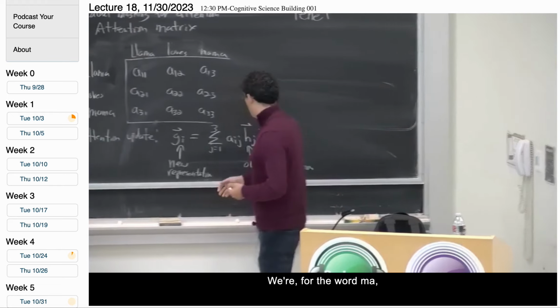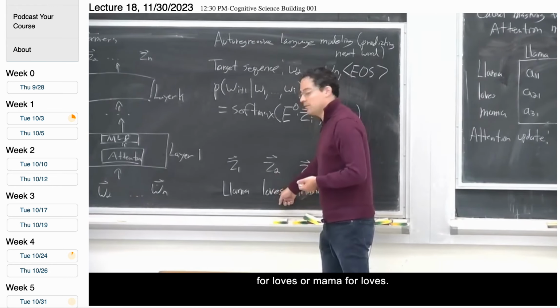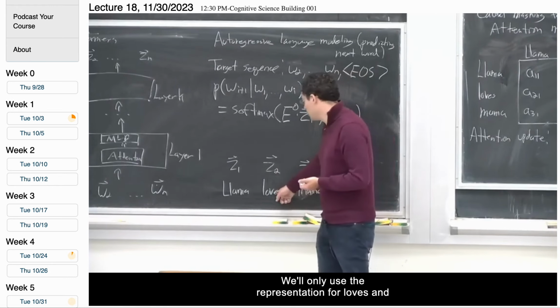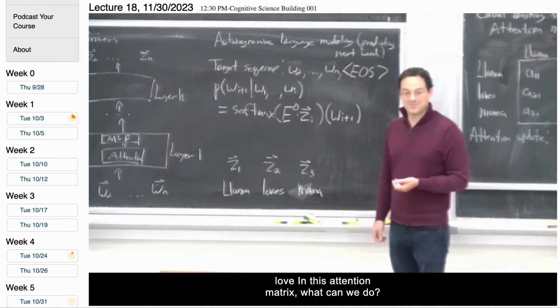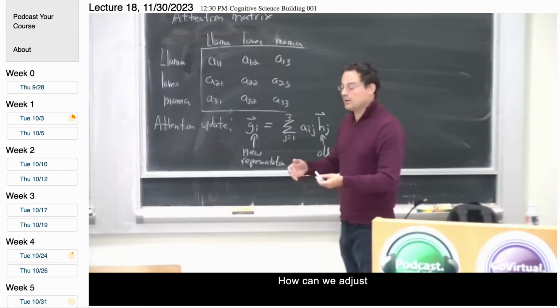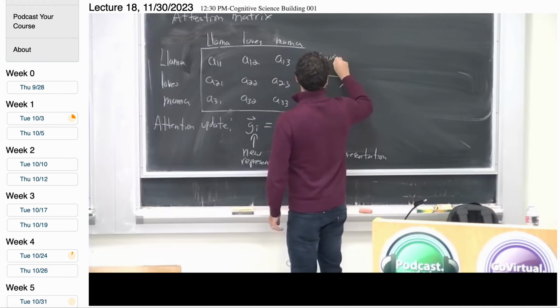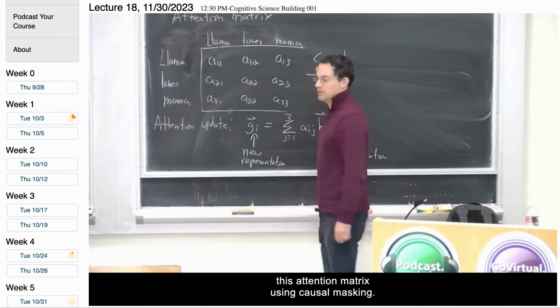Perfect. For the word llama, we're not going to use the word representations for loves or llama's future words. For loves, we will not use the representation for the word after it. We'll only use the representations for the current and earlier words. So in this attention matrix, how can we adjust it to enforce that requirement? We're going to transform this attention matrix using causal masking.